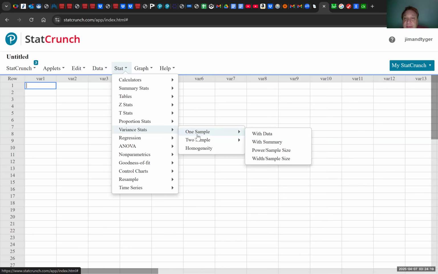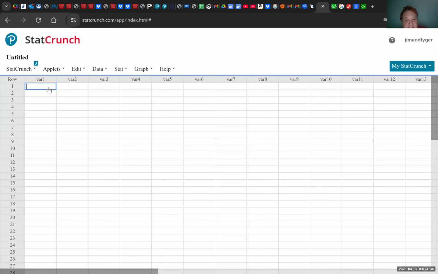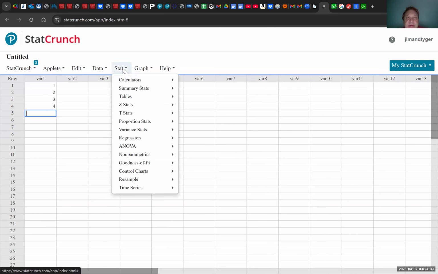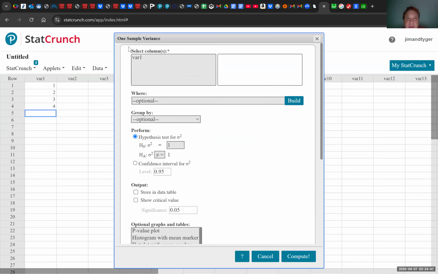Once again, we have one sample, and we don't have data. Suppose they give me a bunch of data, like 1 and 2 and 3 and 4 and stuff like that. If I had data, then when I went to Stat and Variance, I would say I have one sample with data, and it would ask me where's the data. So I would say the data is in var1, whatever column the data is in, and it would do all the math the same way.